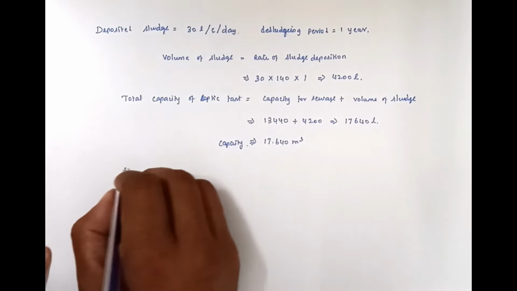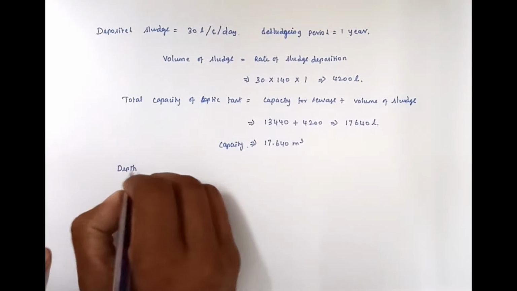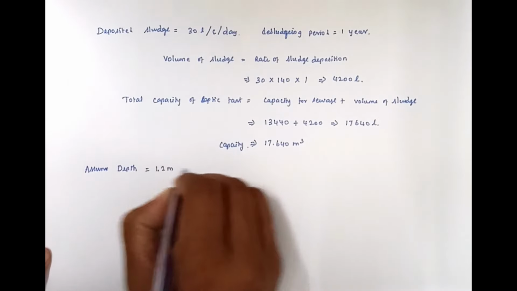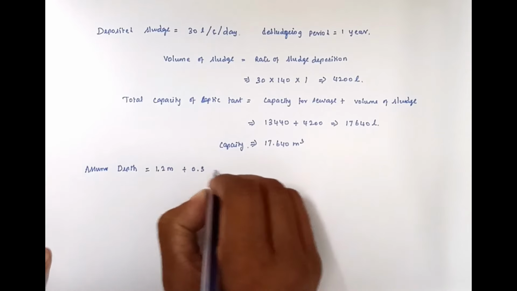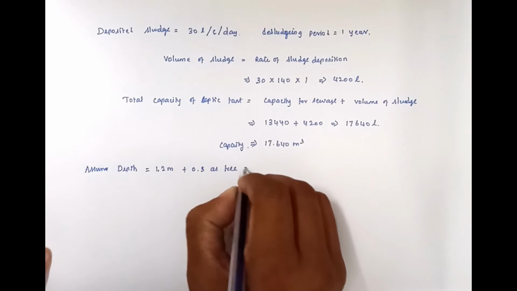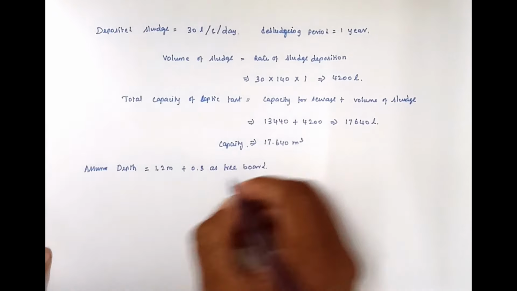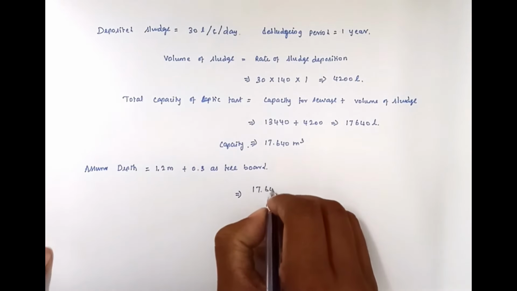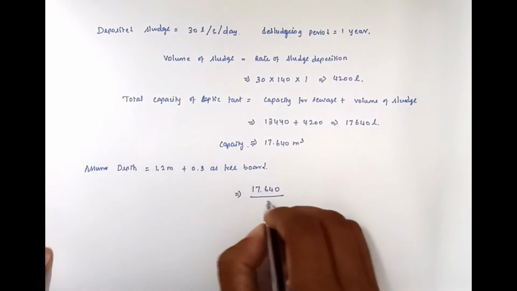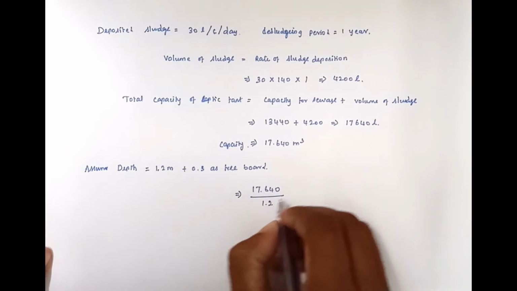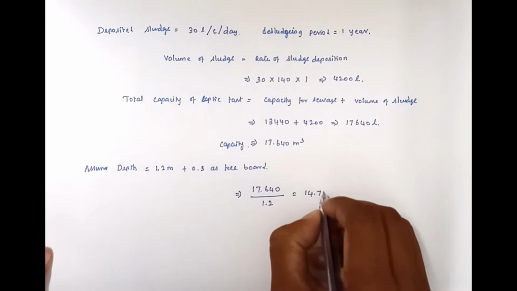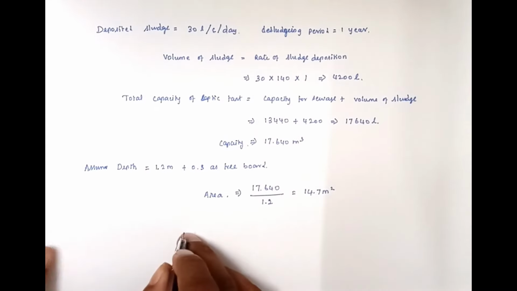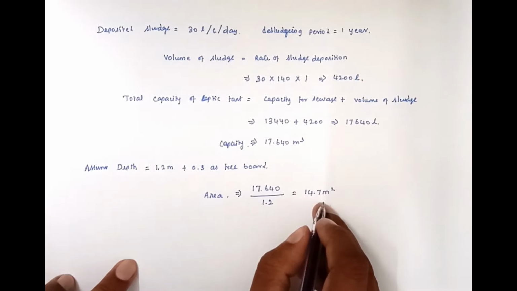We assume the depth equal to 1.2 meter plus 0.3 meter as freeboard. So now the area equals the capacity 17.640 divided by this depth 1.2 meter, equal to 14.7 meter square. This is the area of the septic tank. From that area we can find out the breadth and the length.